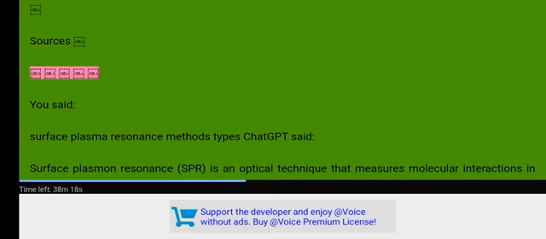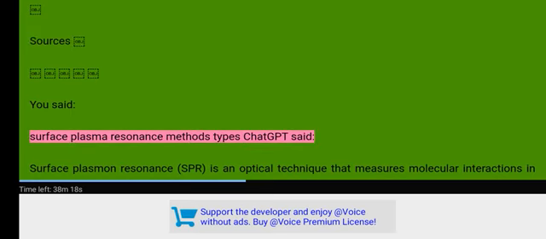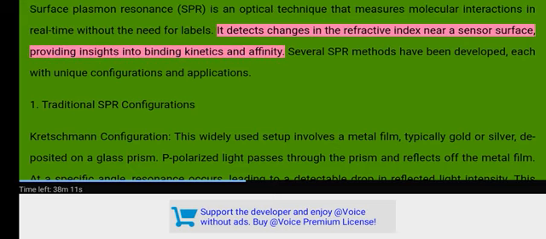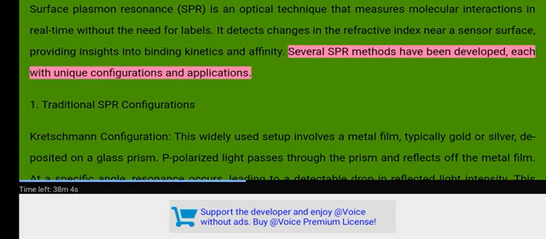Surface plasmon resonance methods, types. Surface plasmon resonance (SPR) is an optical technique that measures molecular interactions in real time without the need for labels. It detects changes in the refractive index near a sensor surface, providing insights into binding kinetics and affinity. Several SPR methods have been developed, each with unique configurations and applications.